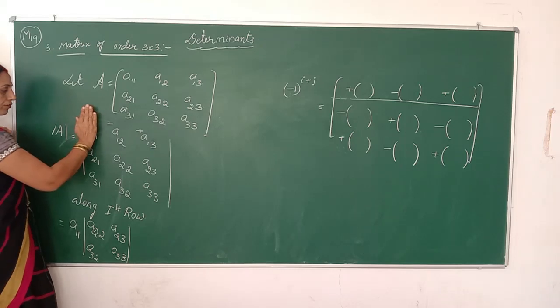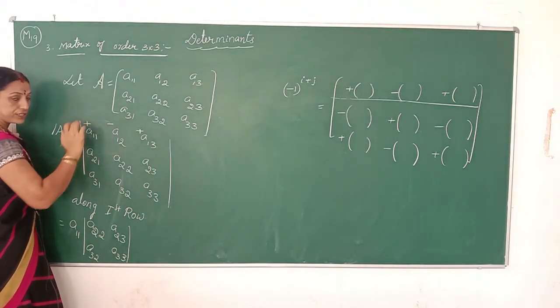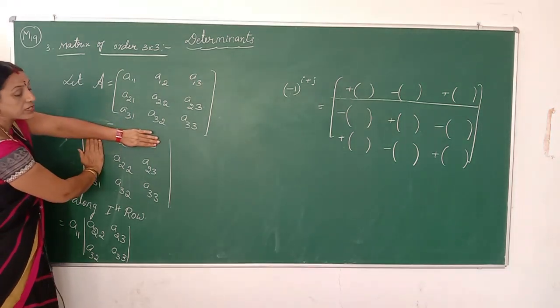So now again, let's observe them. A11 is the element of the first row and first column. These elements get neglected.